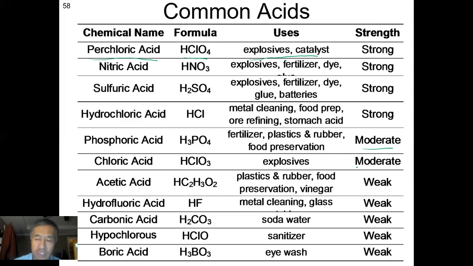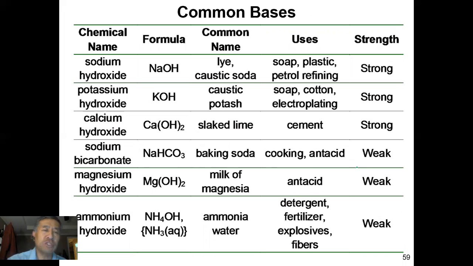The next table will tell you the common bases, organized the same way. The first column is the name, the second column is the formula, and then here we have some common names, and then we have uses and strengths. So we have some strong bases and some weak bases.